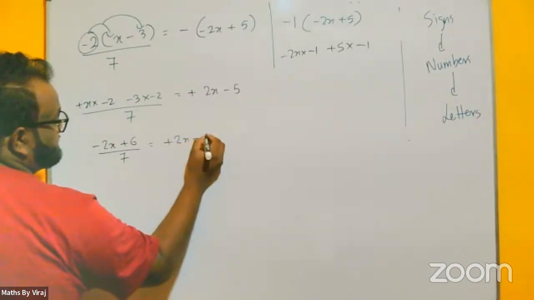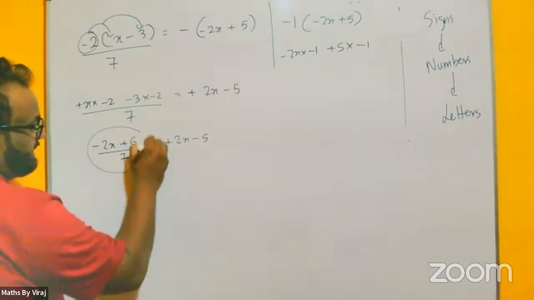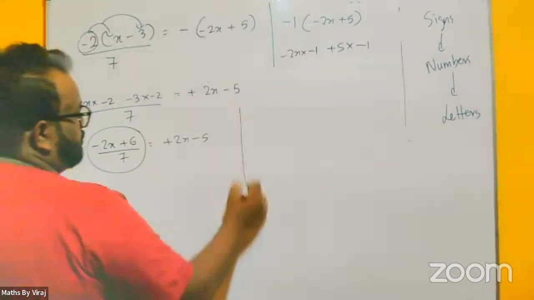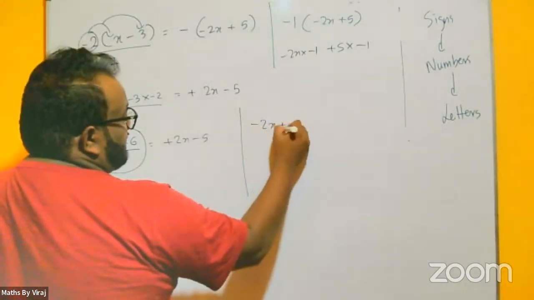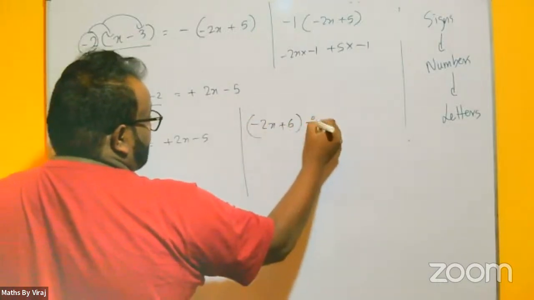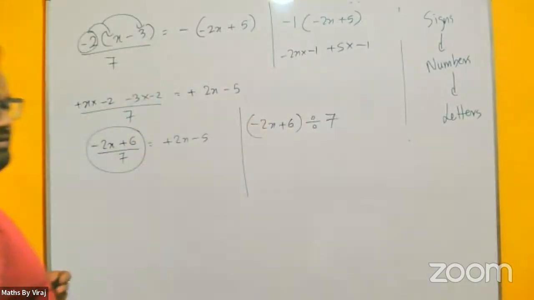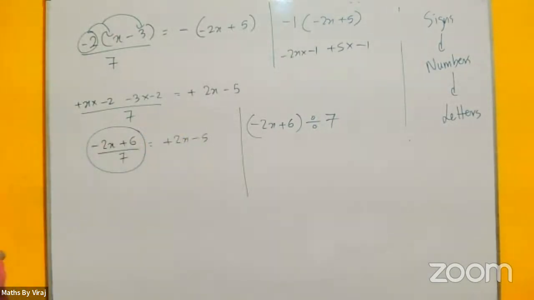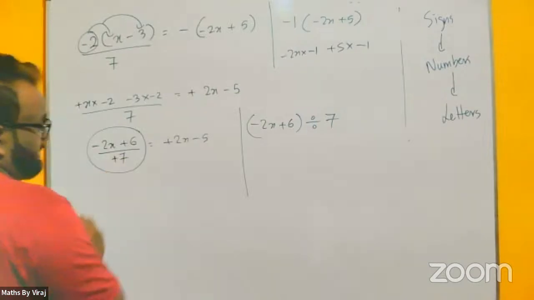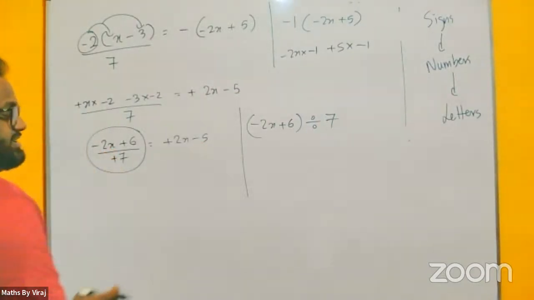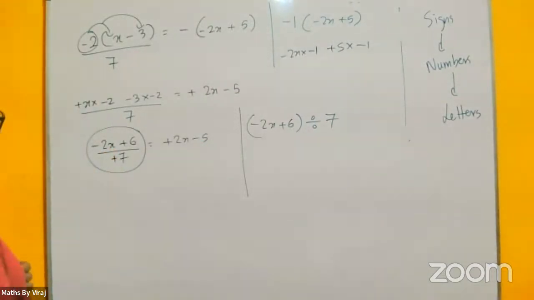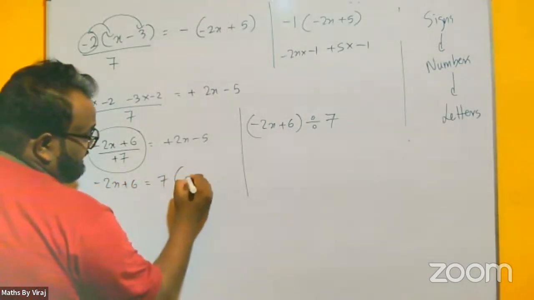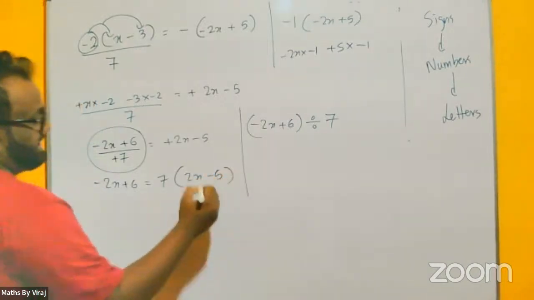plus 2x minus 5. Now, in this particular concept, what is it that you should understand? You should understand that minus 2x plus 6, everything is divided by 7. Therefore, when this divided 7 goes to the other side, remember, this is plus and that plus 7 is what is being gone to the other side. Minus 2x plus 6, again we multiply all of this by 7.